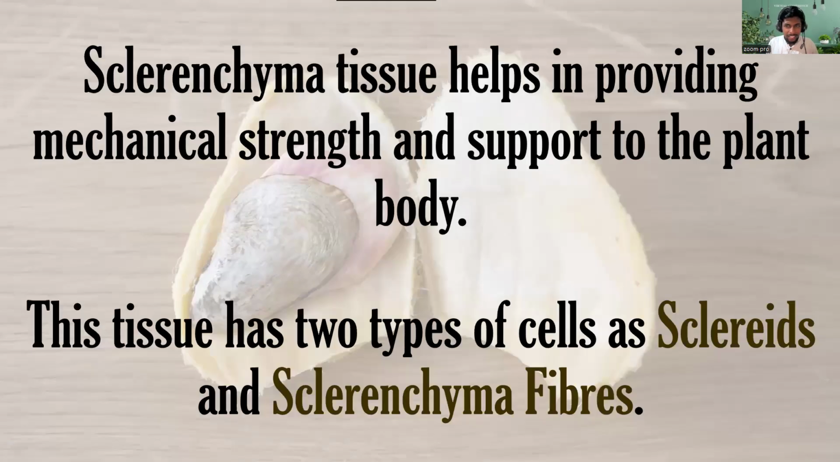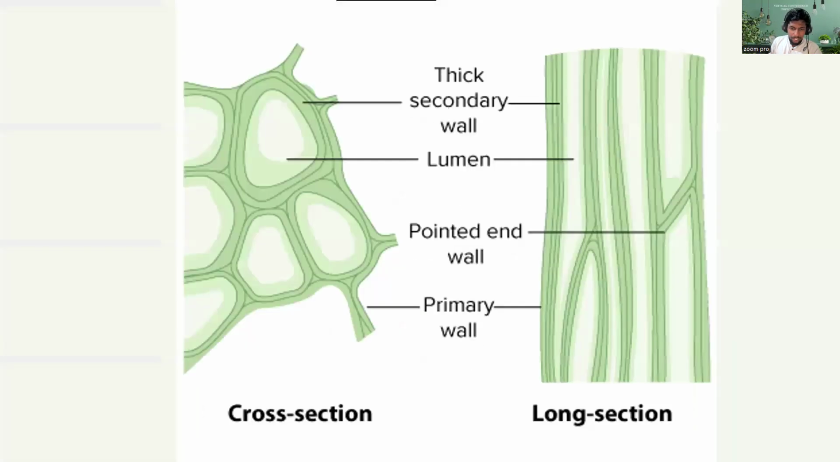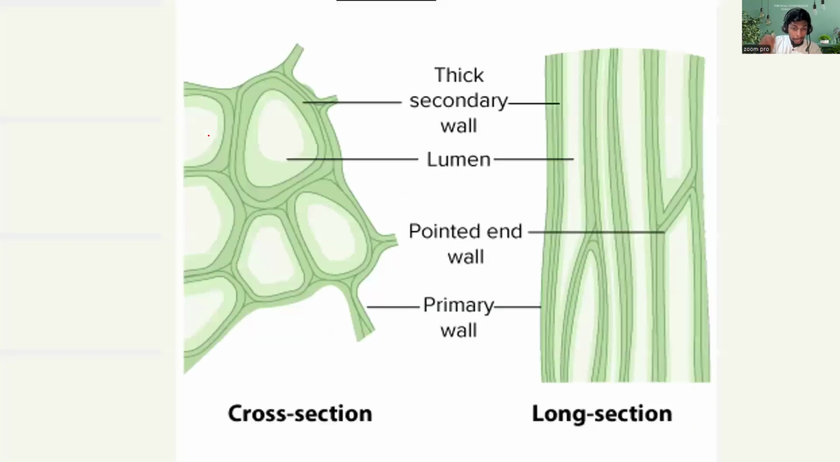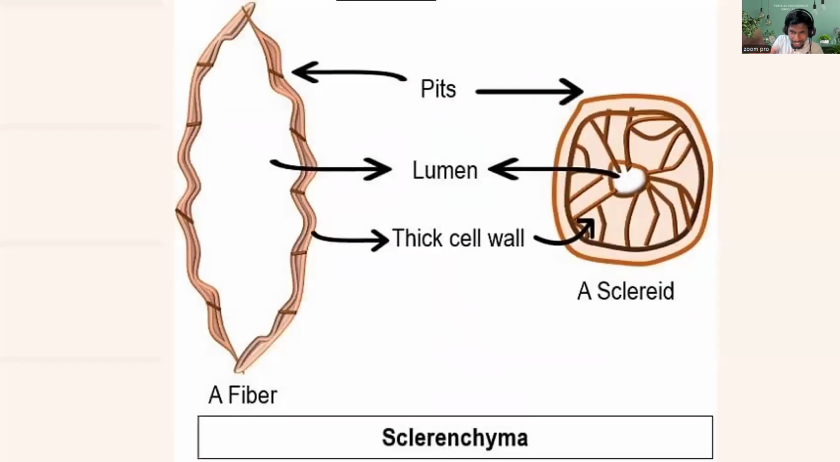Sclerenchyma tissue can be divided into two types. That means sclerenchyma tissue contains two types of cell, sclereids and sclerenchyma fibers. Sclereids are called stone cells. Here this is the difference. These are sclerenchyma fibers. They are very long and narrow, but sclereids don't have a defined shape. They have an irregular shape, and the cell walls are irregularly thickened.